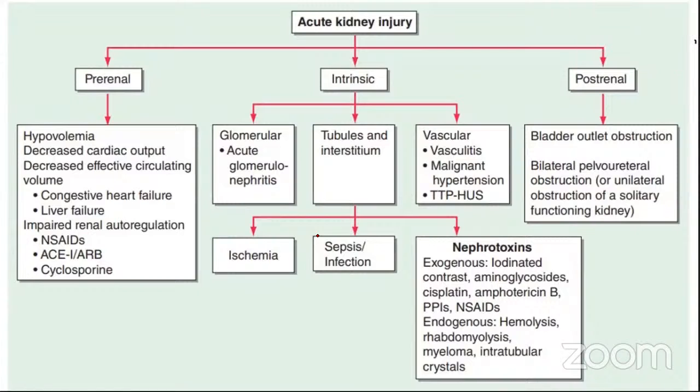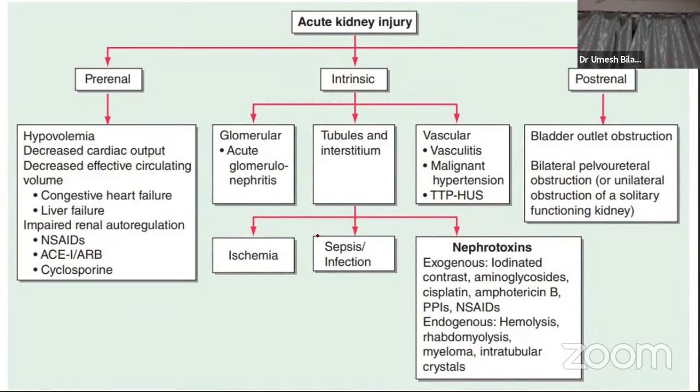I told you that NSAIDs will block the vasodilatation of the afferent arterioles. By preventing it, the effective blood flow into the glomerulus will not be there. This happens more so in a patient who has hypovolemia. And you should always know that analgesic nephropathy is different from the hypovolemia worsening due to NSAIDs.